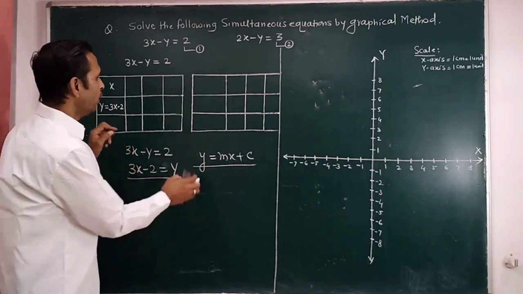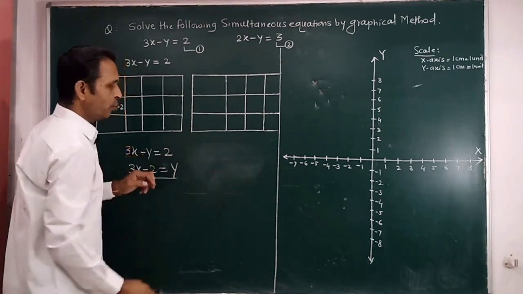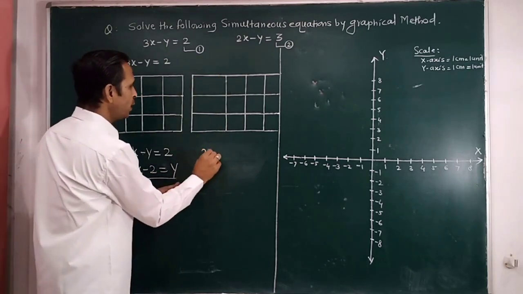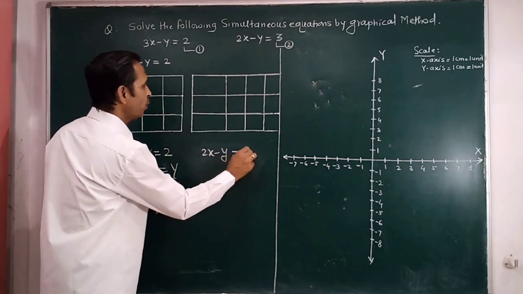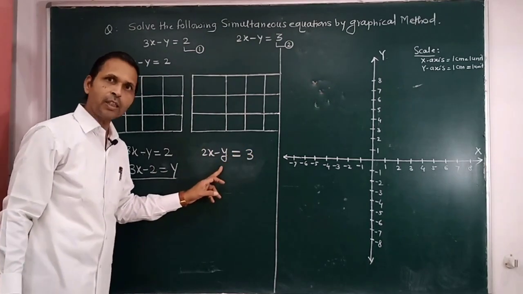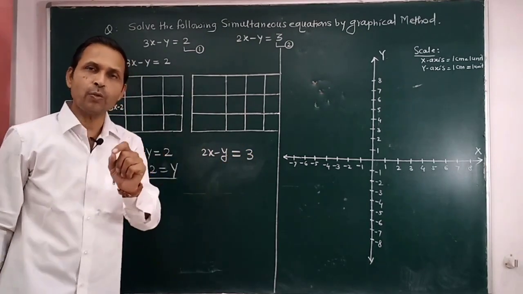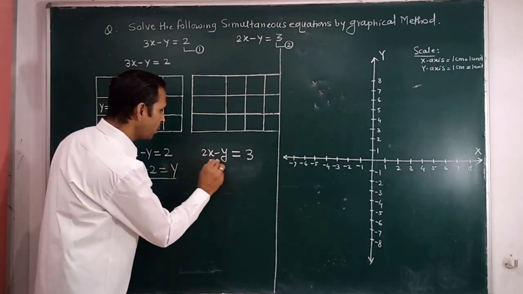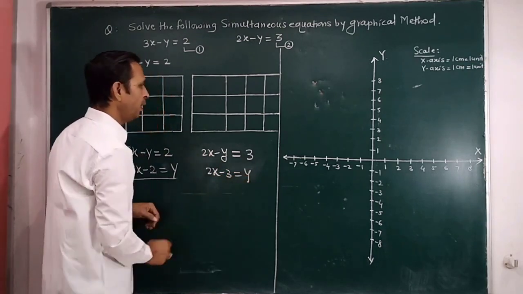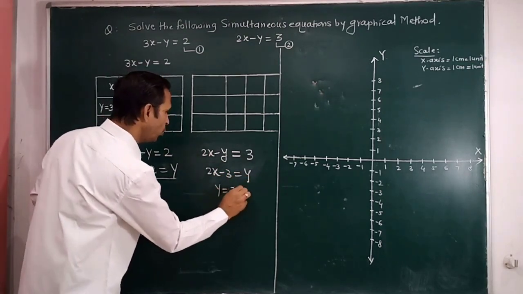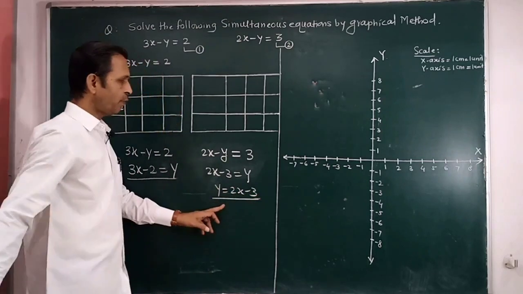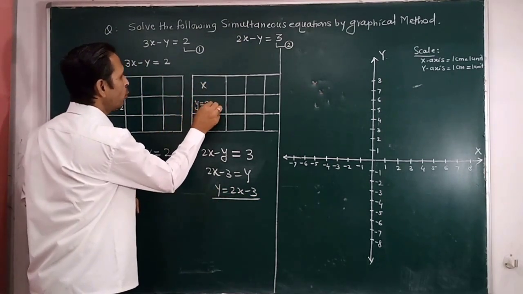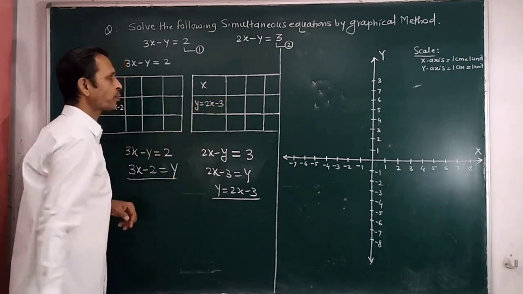Now again the second equation is given, and we again convert it into the y is equal to form. Suppose the equation is 2x minus y is equal to 3. Then convert this equation into the y is equal to mx plus c form, and that's why we write 2x minus 3 is equal to y, so y is equal to 2x minus 3, and this is the form. Hence write x and y is equal to 2x minus 3.